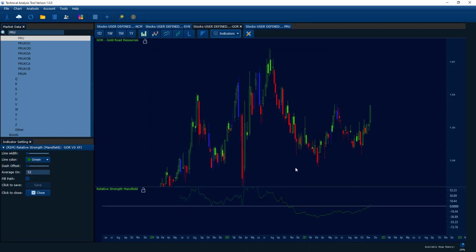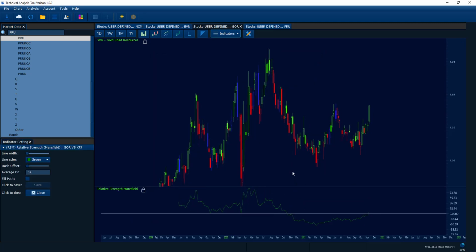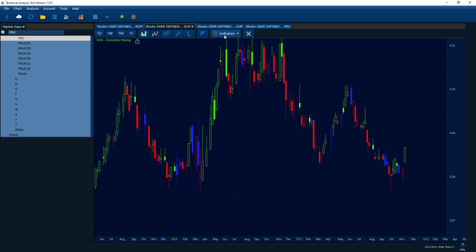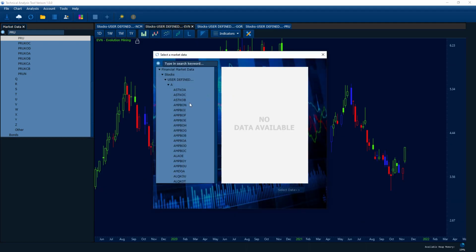Yeah, interesting. GRO is starting to turn around. You can't see it from the area, but if you look at this line chart of the RSM, as you can see, it crosses above the zero line. So for this week, it starts to outperform the best sector. Oh, hey, that's a good sign. Let's compare this EVN. You can do the same, typing XFJ.